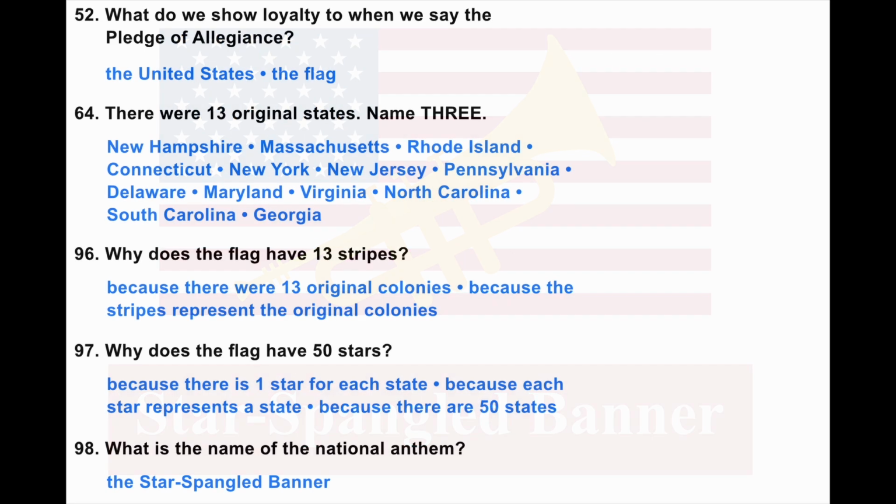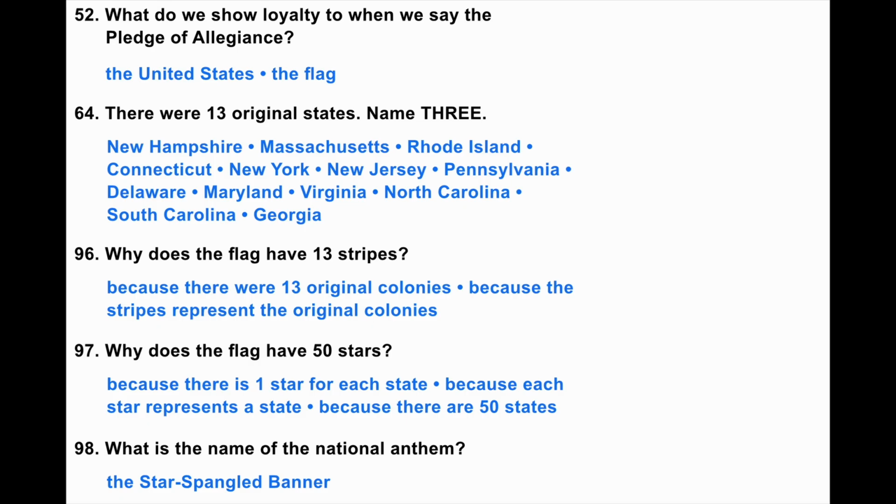We show loyalty to the country of the United States of America and its flag when we say the Pledge of Allegiance. The flag has 13 stripes to represent the original 13 colonies. 3 of those states are Virginia, New York, and Massachusetts.